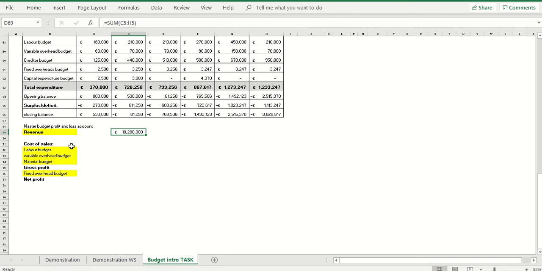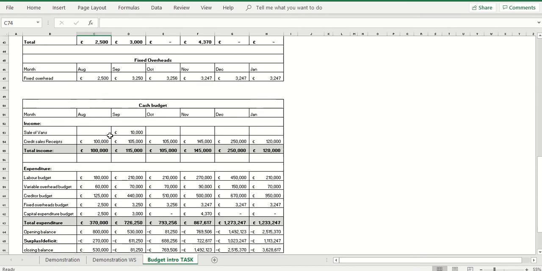Now, in turn, we also need to calculate our cost of sales, which we can calculate by using all of the three items that relate to calculating the actual cost of making the product. So that's the labor budget, how much it costs to make the product in terms of labor, in terms of variable overhead, and in terms of materials budget. So let's start with the materials budget. Again, we are just summarizing the total cost we expect of materials for this period.